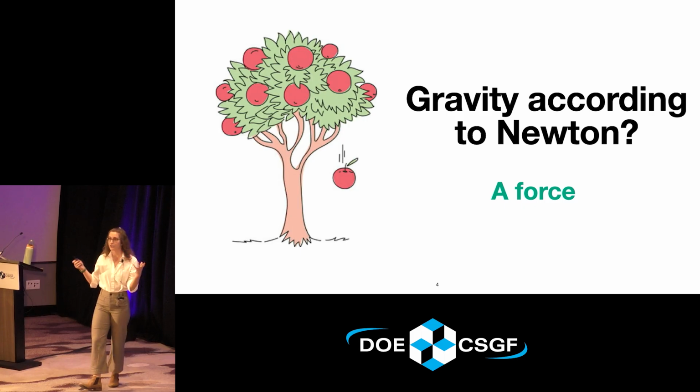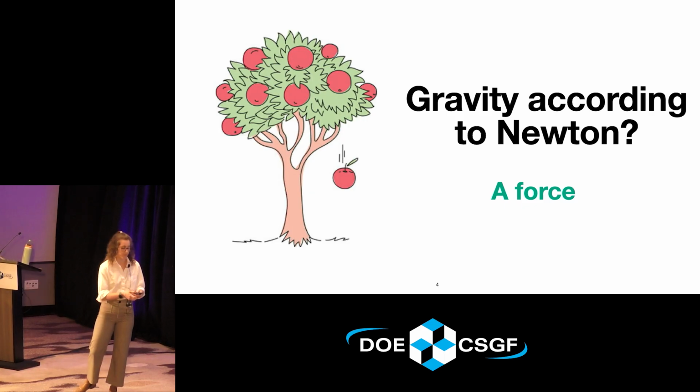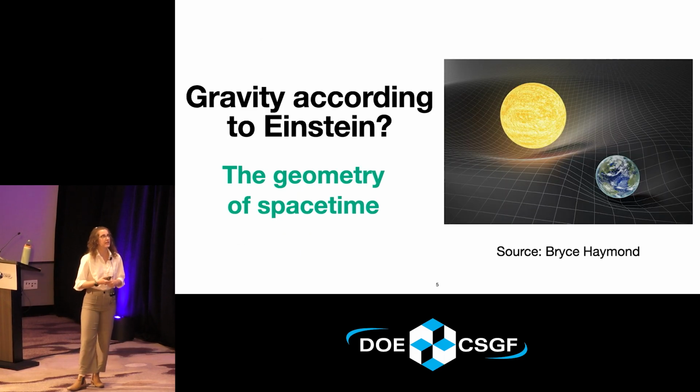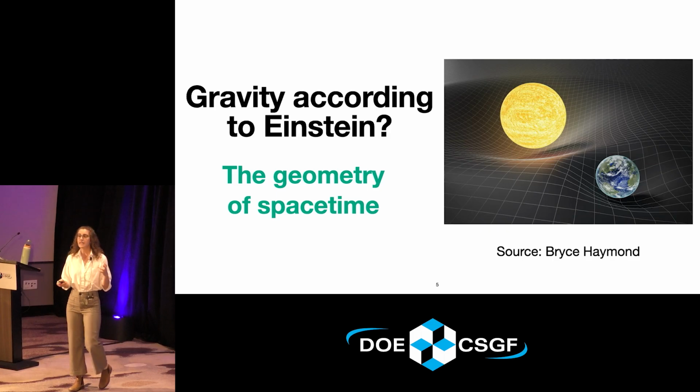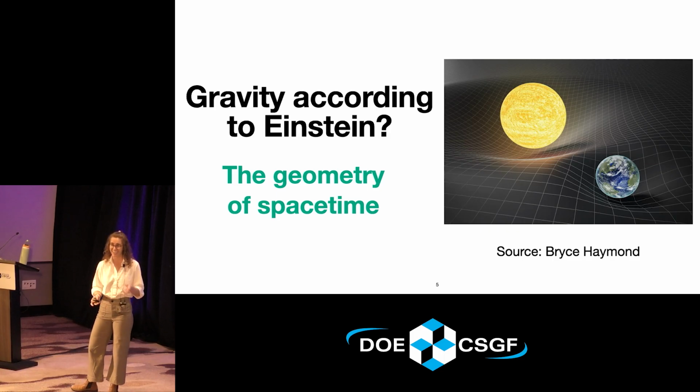OK, so we want to understand gravity. Well, if we asked Isaac Newton, right, he'd tell us that gravity is a force. It's the thing that's pulling us to the ground. It's what keeps the apple down. But if we go a little bit later in history, to the early 1900s, Albert Einstein would say that gravity is the geometry of space-time. And I want to sit with that for a moment, because that's a crazy thing to say, right?